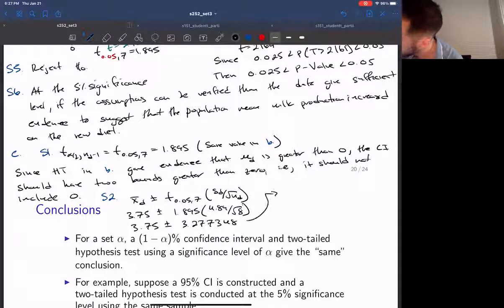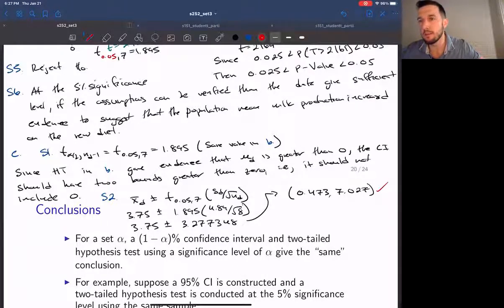All right, and then this gives us a confidence interval with bounds 0.473 to 7.027. Okay, so then we can say that this has been verified. So we can see the confidence interval does not contain 0 and it has 2 positive bounds. So the confidence interval is giving us the same conclusion that the hypothesis test has given us.